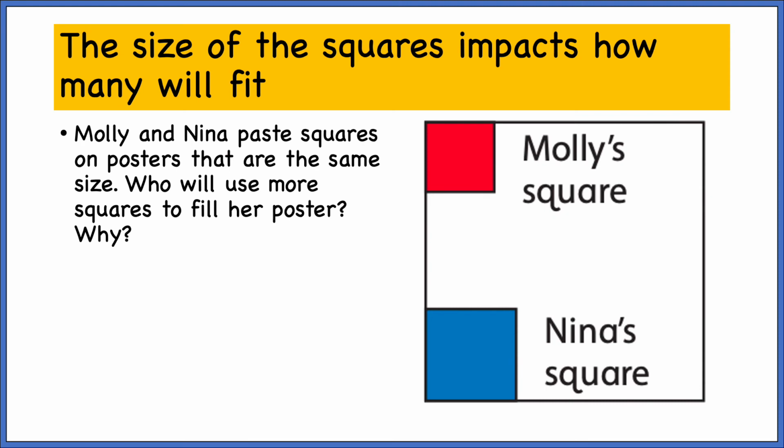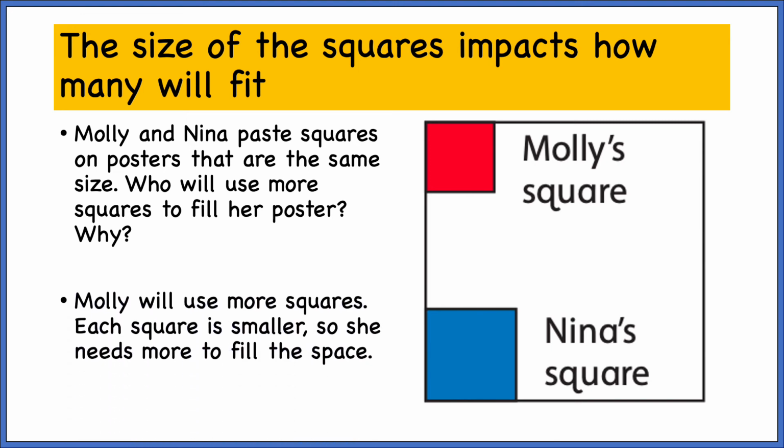The size of the squares impacts how many will fit. Think about this. Molly and Nina paste squares on posters that are the same size. Who will use more squares to fill her poster, and why? Molly will use more squares. Here's Molly's square. Each square is smaller as compared to Nina's, so Molly will need more squares to fill the same amount of space.